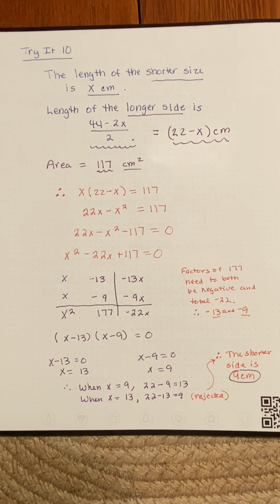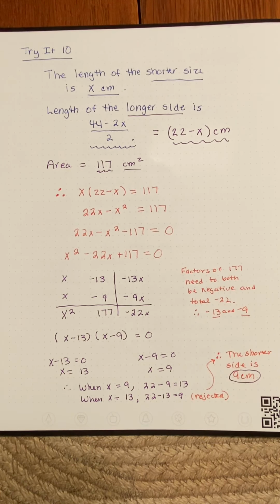So now I have all of my information, and I can go ahead and set things up as I'm trying to find the length of the shorter side of the rectangle. So I'm going to use area because that's what they give me to work from. So my shorter side times my longer side, X times 22 minus X, is 117. I am going to distribute my X. So I have 22X minus X squared is 117.